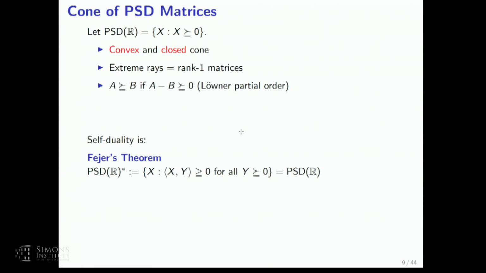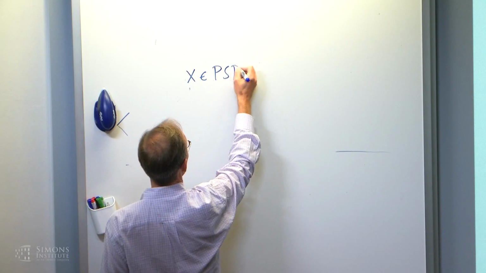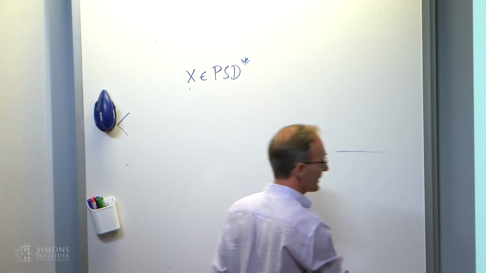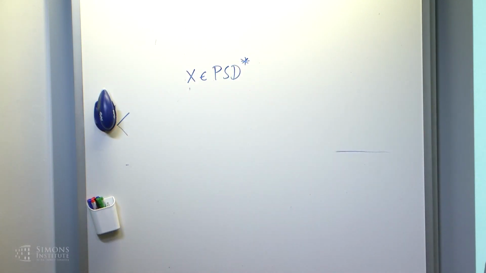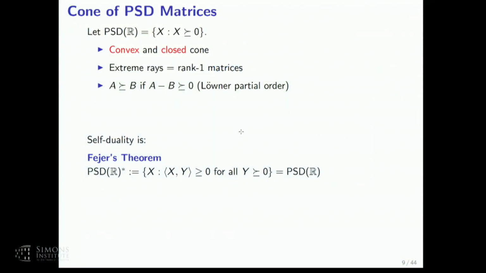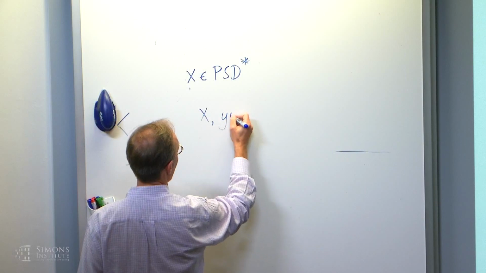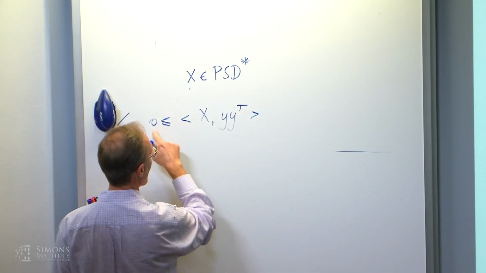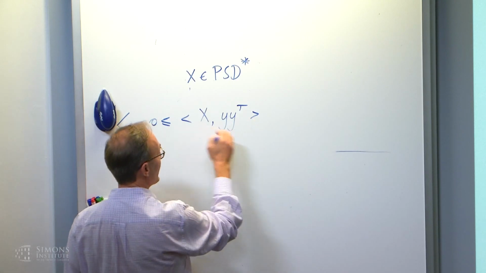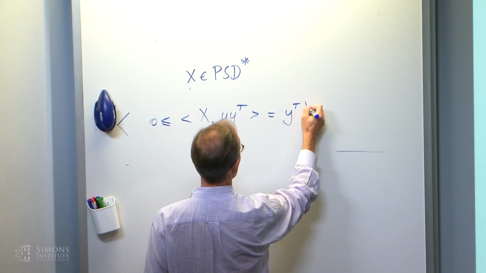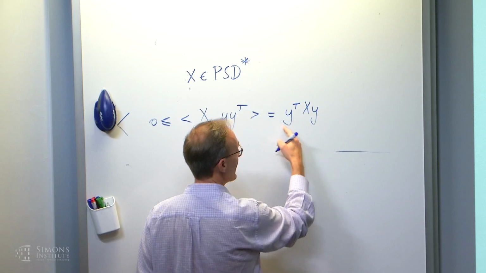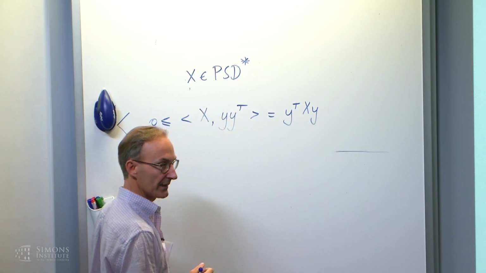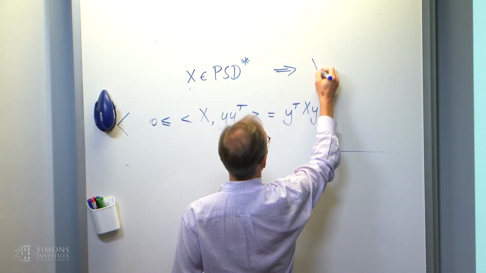First of all, let me take an X which is in the dual cone, so it has to have a non-negative inner product with every Y. So in particular, it means that X times Y transpose is non-negative for every Y, but that means that Y transpose XY is non-negative, which means that X is positive semi-definite. So that implies X is PSD.